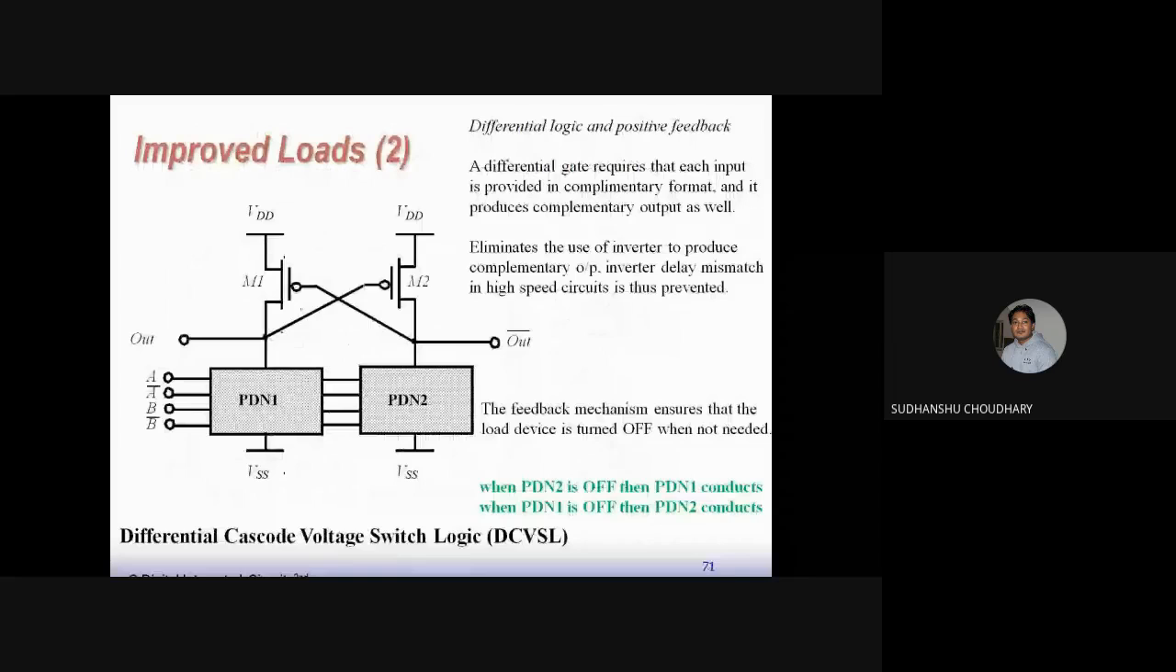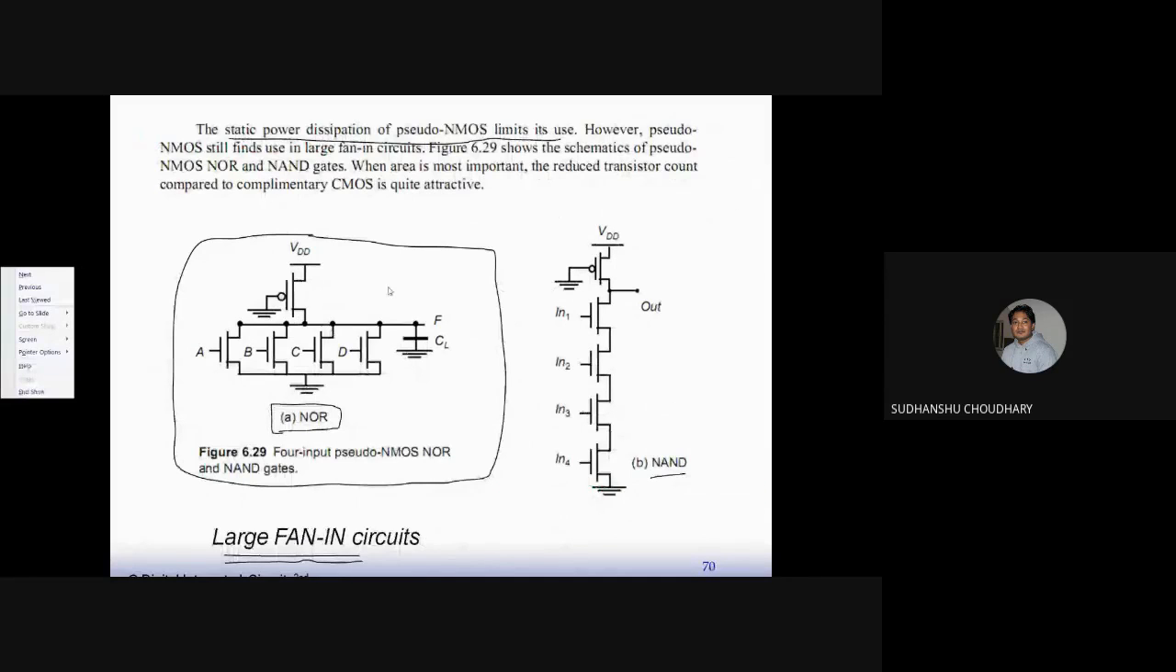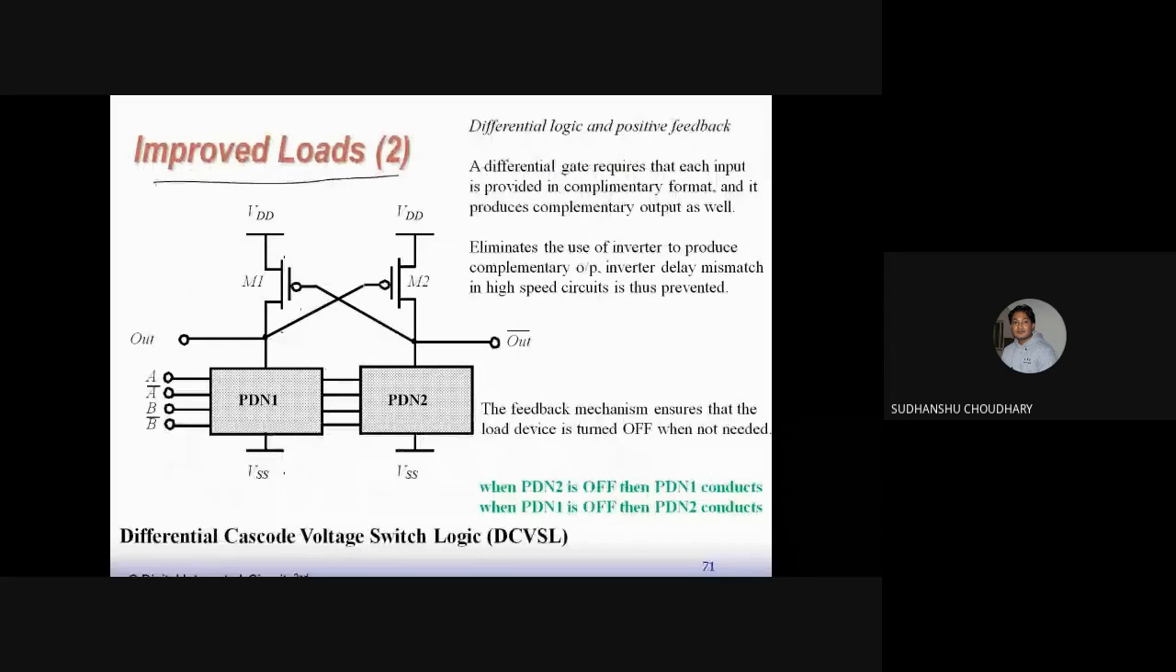Now to improve that situation, that is, to remove the static power dissipation which was a problem in pseudo NMOS, one can think of better loads or improved load circuits. This type of circuit is called differential cascode voltage switch logic. Here you have two pull down networks, and you also have the output and the complement of the output available. So you don't need an extra inverter to produce the complement of the output. You can get both NAND and AND gates in the same circuit.